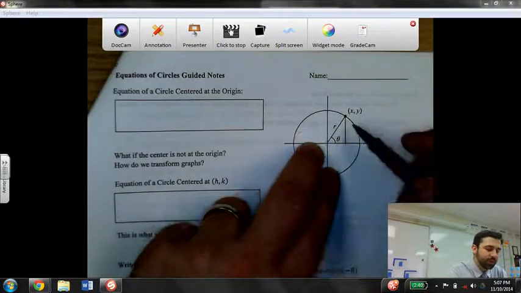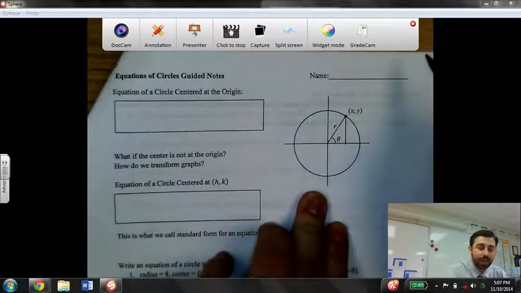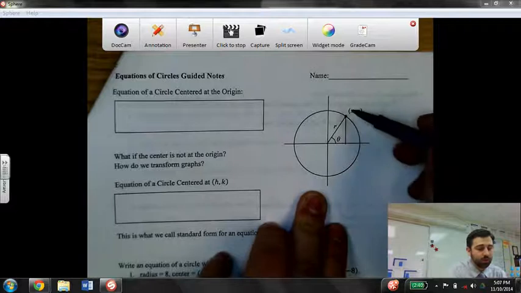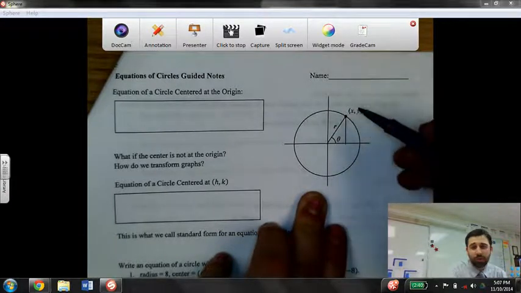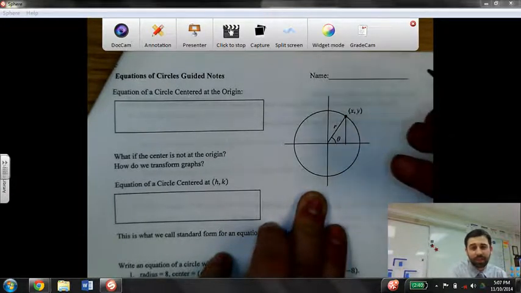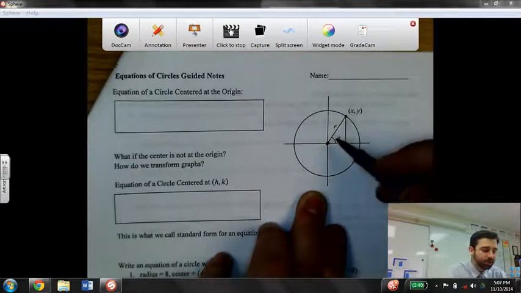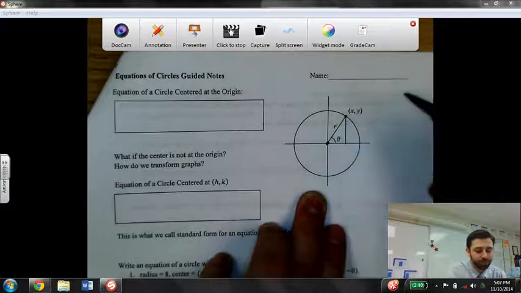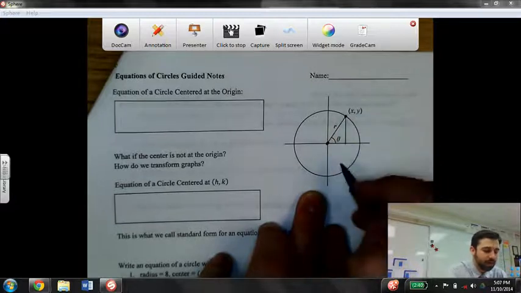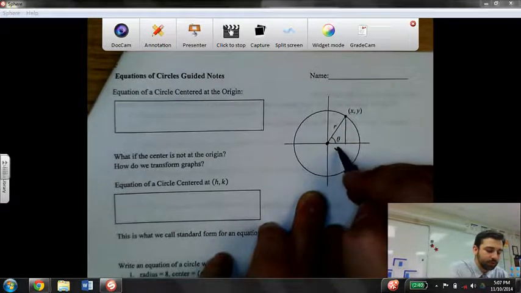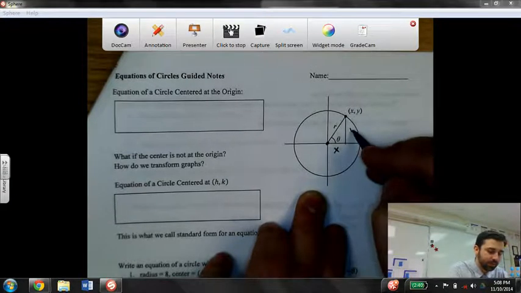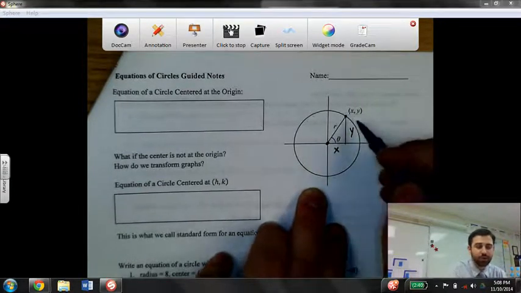Now notice if I have a circle, the definition of a circle is made up of all the points equidistant from a center point. So here that center point is the origin. So if I wanted to pick a point on this circle, say x, y, I'm going over x distance and up a y distance.